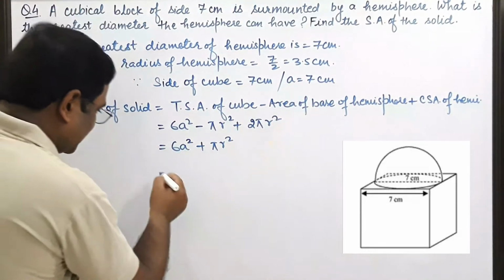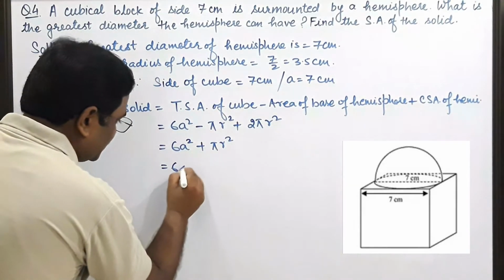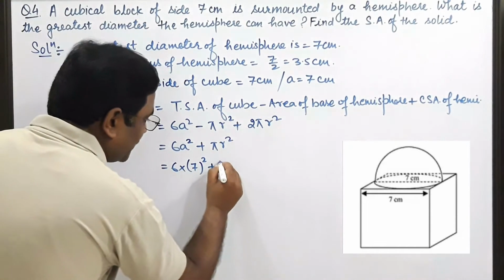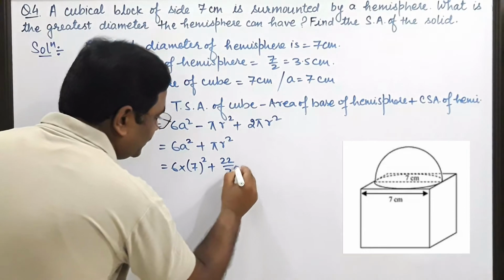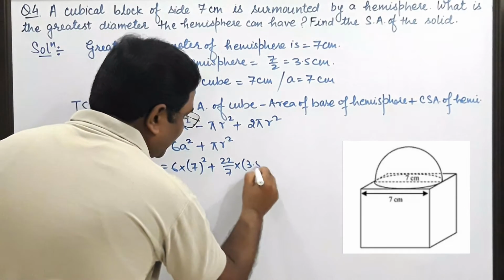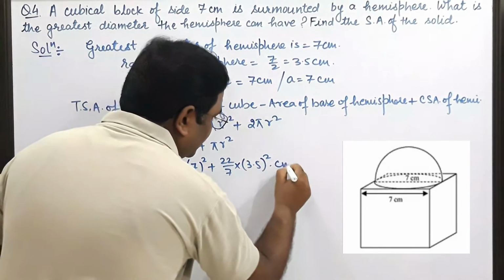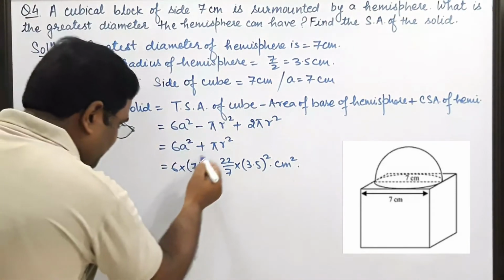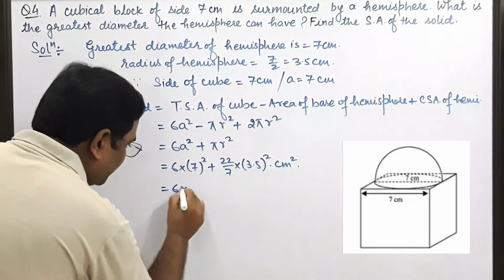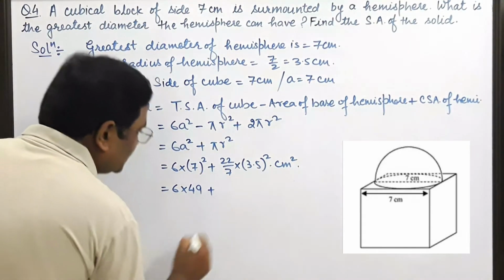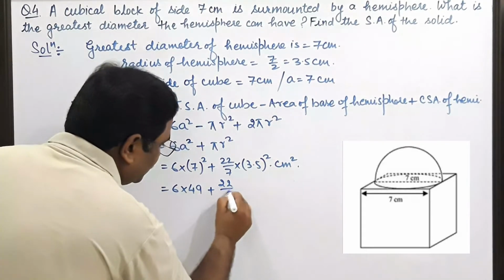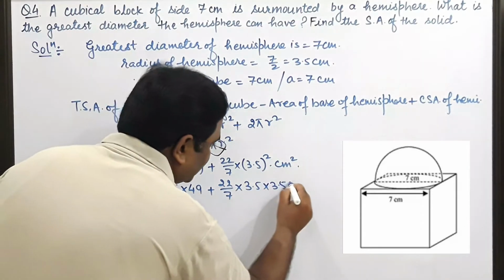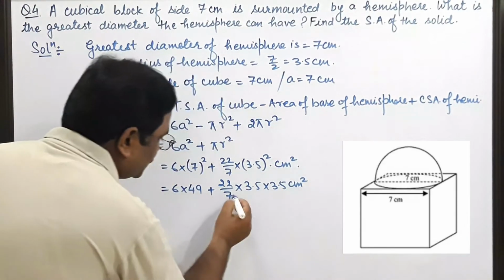We will get our answer easily. 6 into the side of the cube, 7 square, plus pi is 22 upon 7 multiplied by 3.5 whole square centimeter. Now we simplify this. 7 7s are 49, so 6 multiplied by 49 plus 22 upon 7, 3.5 into 3.5 centimeter square. Now we simplify this.